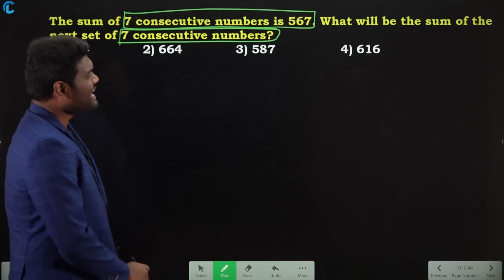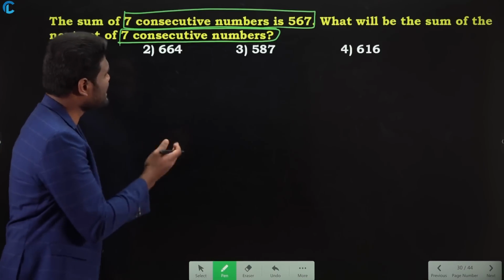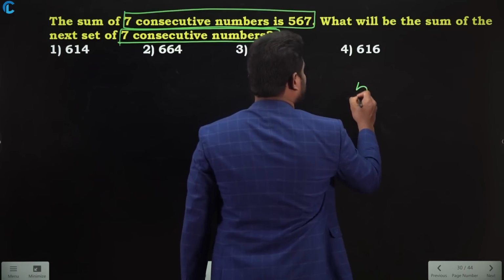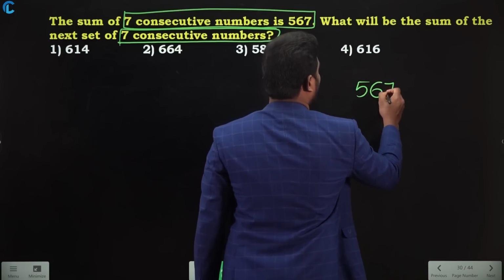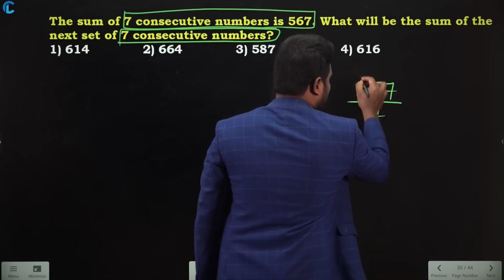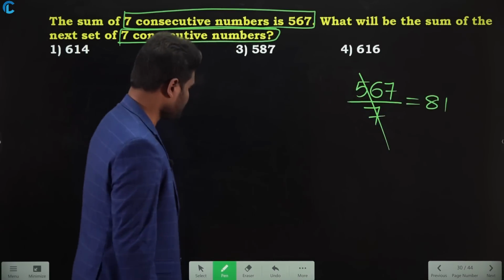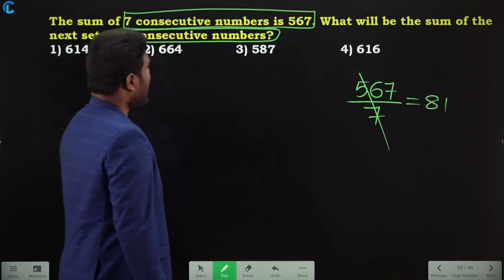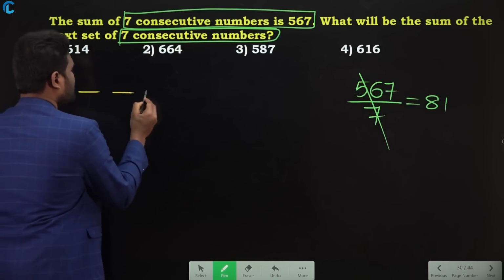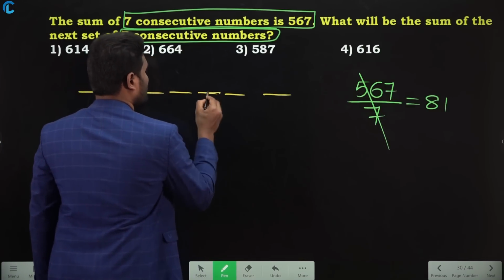The sum of 7 consecutive numbers is 567. What they are asking is the sum of the next set of 7 consecutive numbers. Let us calculate. 567 is the sum of 7 consecutive numbers. If the sum is 567, what is the average? The average is 81. Yes or no? How many numbers are there? 7 numbers: 1, 2, 3, 4, 5, 6, 7.